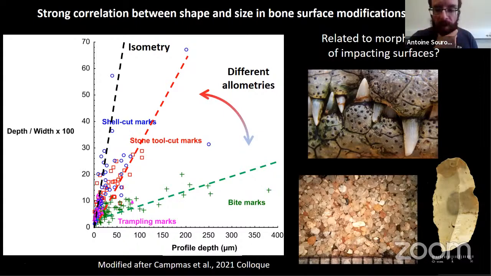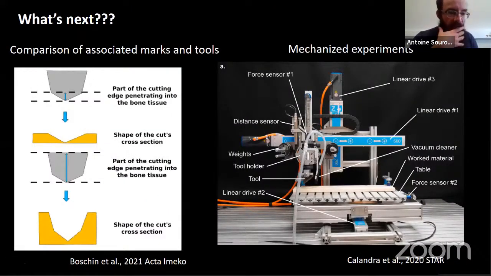So the next question I want to ask is, can we relate these differences in morphology that is dependent on the depths with the precise morphology of the impacting surfaces, depending if it's cutting edges of the stone tools, the tip of the teeth for the crocodiles, for example, or the different types of sedimentary particles for the trampling marks. This I didn't do much, so this is more what I want to do in the future.